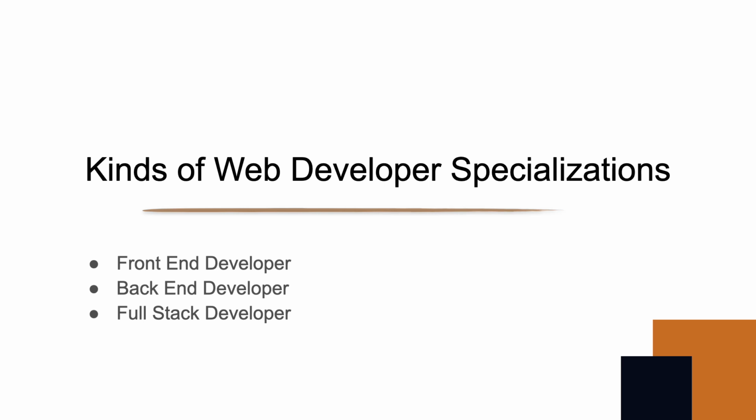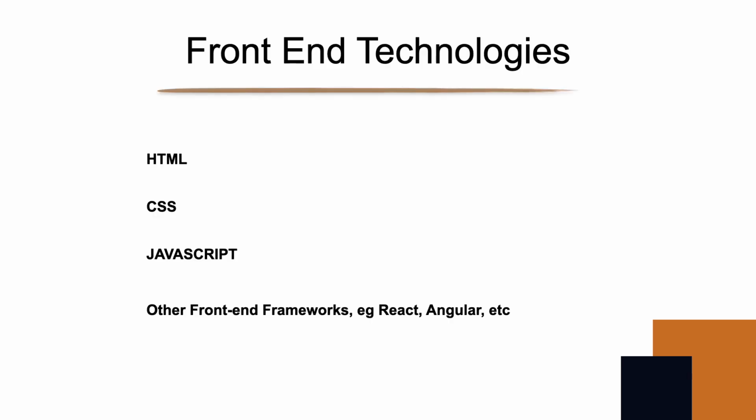Let's talk about some technologies, okay? So we have front-end technologies. The most common, we have HTML, CSS, JavaScript, right? And then we have other front-end frameworks, for example, React, Angular, etc. What's HTML? HTML provides the structure and organization of content on a web page, okay? And then CSS is responsible for styling the HTML. Let's say it that way.